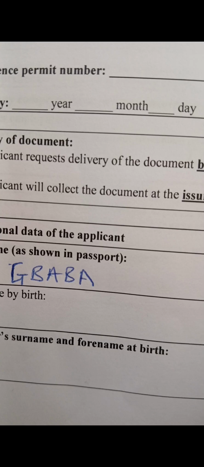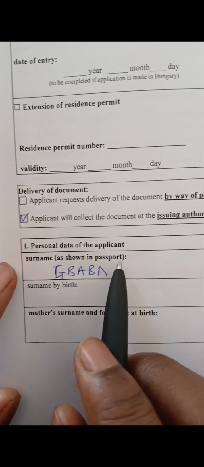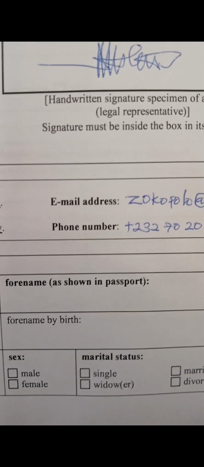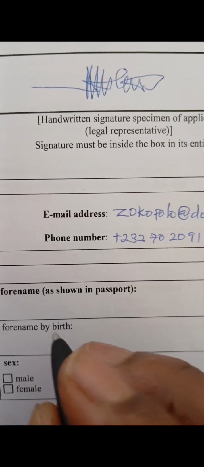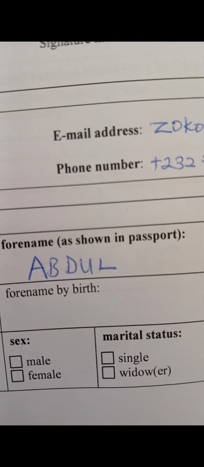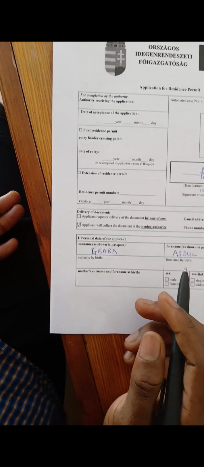And my full name is the one that is shown on your passport. You also have your other names. My name is Baba Abdul. Let's say Abdul, so I write ABDUL. Baba Abdul. And then your surname by birth is the same.